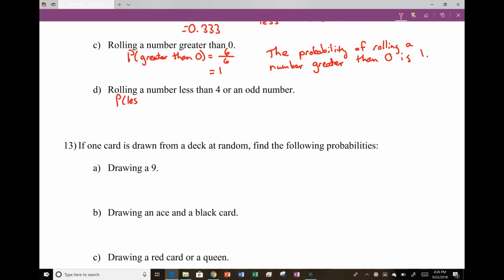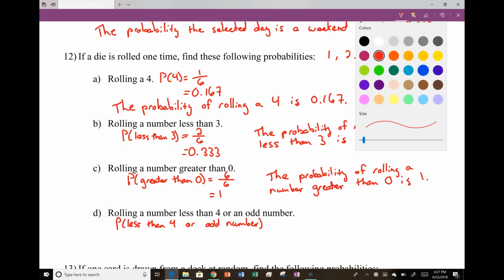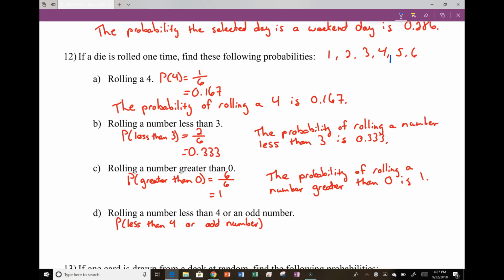So the probability of less than 4 or odd number. When we look at our possibilities, less than 4 or odd numbers. Less than 4 is not the 4; it's these values. An odd number includes these values. Notice there's a couple of them that get counted twice.